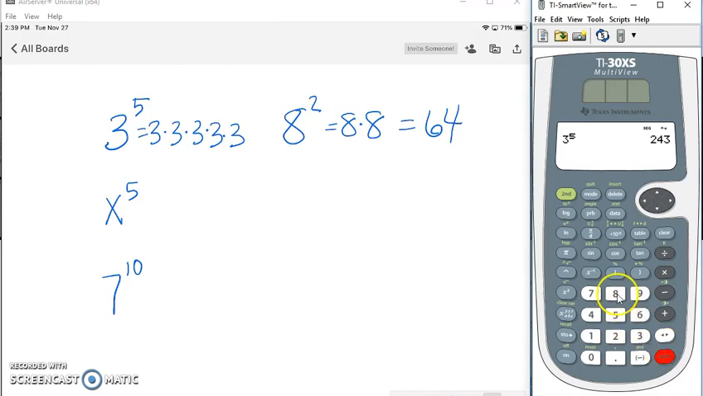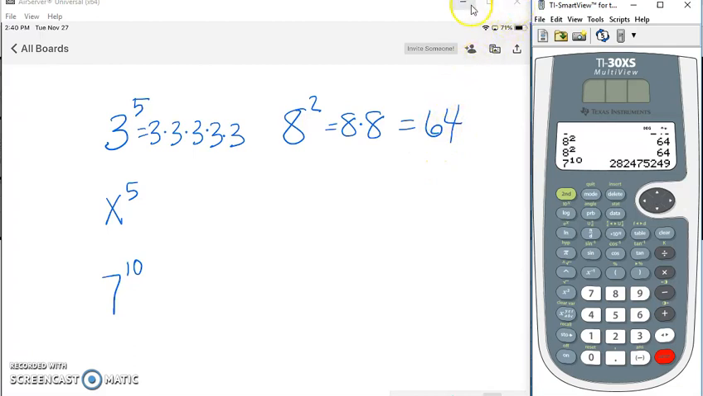You could do the same thing with 8 and square it. Now there is an actual squared button that you could use, but if you want to use your caret as well, 8 and go to the 2nd power, it will also work. We could even find something like our 7 to the 10th power, hit our little caret, and go to the 10th power. And that's a very large number, so you wouldn't want to have to do that by hand. So please feel free to use your calculator during this section.